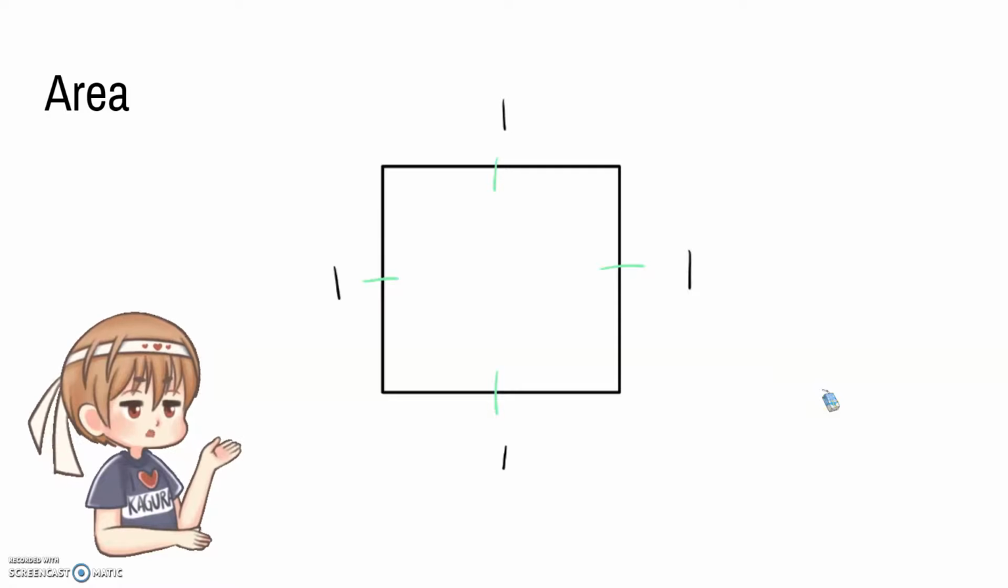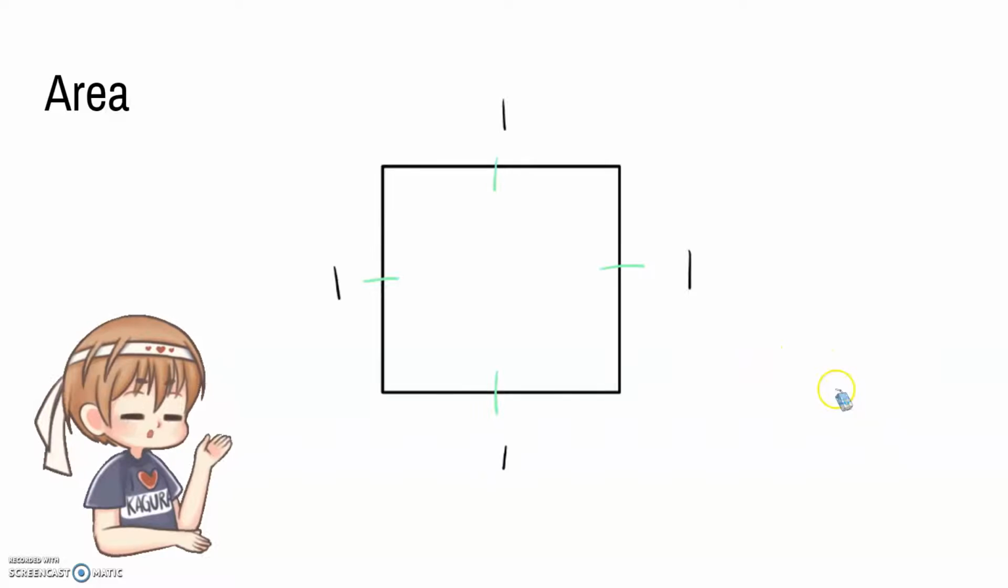Area. Area is how much space the shape takes up in two-dimensional space. It's like how many 1 by 1 squares you can fit into a shape.